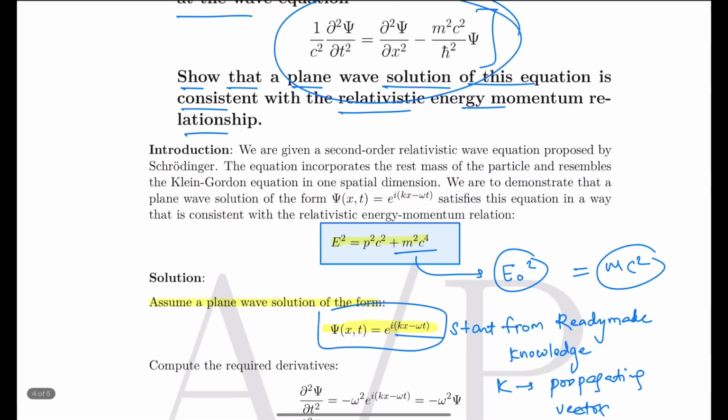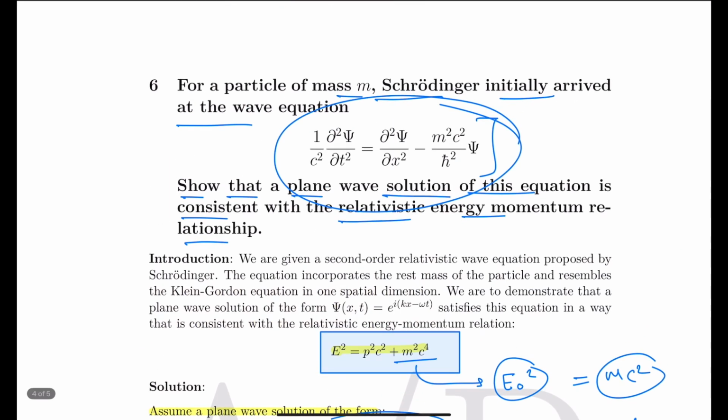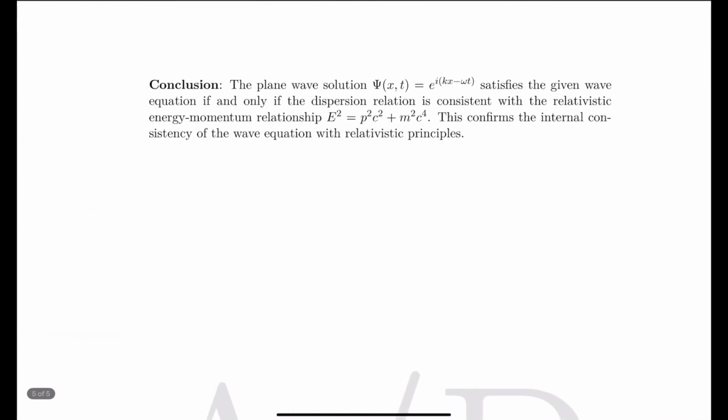So that means we could say that this wave equation initially arrived at by Schrodinger is consistent with the relativistic energy momentum relationship. That's it. And here you can write a small conclusion: the plane wave solution satisfies the given wave equation if and only if the dispersion relation is consistent with the relativistic energy momentum relationship. This confirms the internal consistency of the wave equation with relativistic principles.